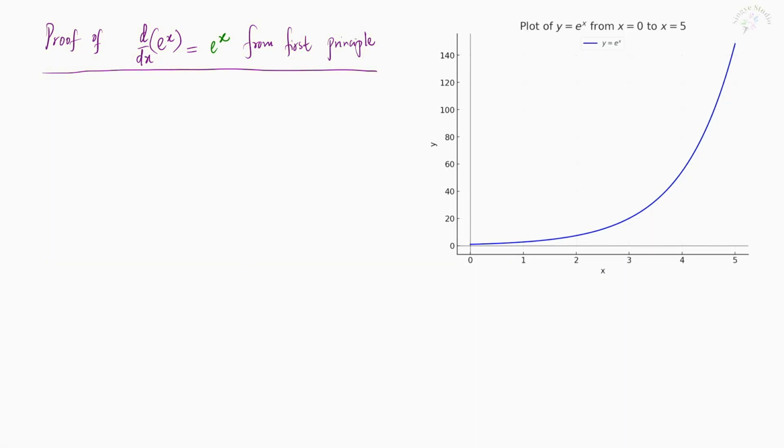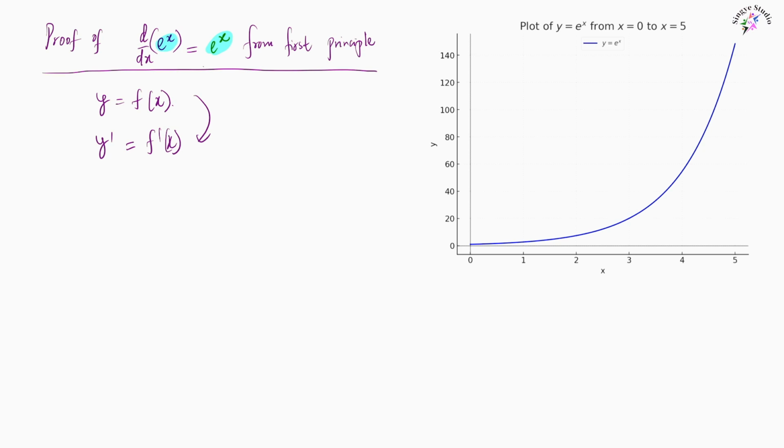Hey guys, welcome back. In this video, I want to prove this very interesting statement, which is the derivative of e raised to x is equal to e raised to x. Usually, when we take the derivative of a function, for example, y equals f of x, and if we take the derivative, y equals f dash of x, usually the appearance of the function changes.